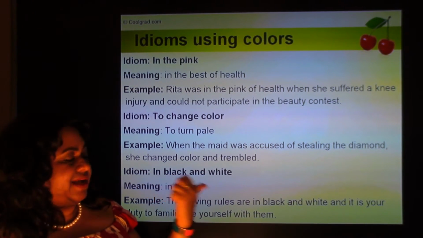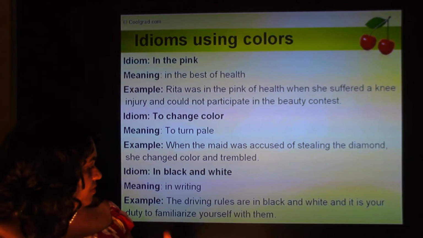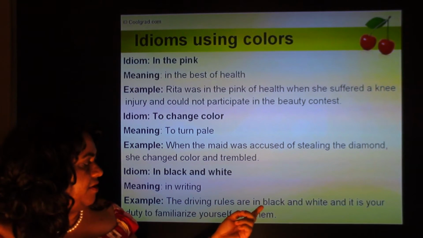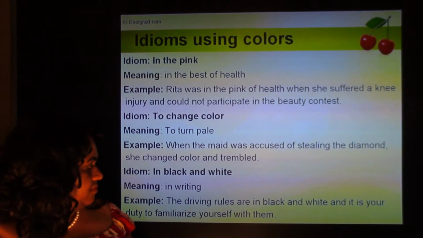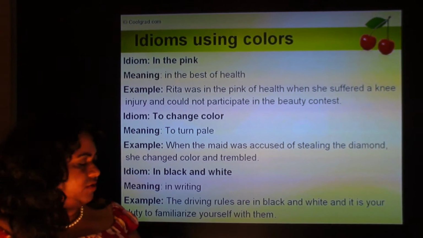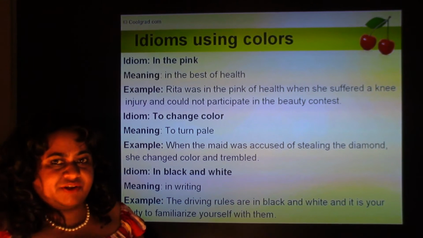The next idiom, in black and white, means in writing. Example, the driving rules are in black and white, and it's your duty to familiarize yourself with them. The rules are in writing. It's your duty to familiarize yourself with them.